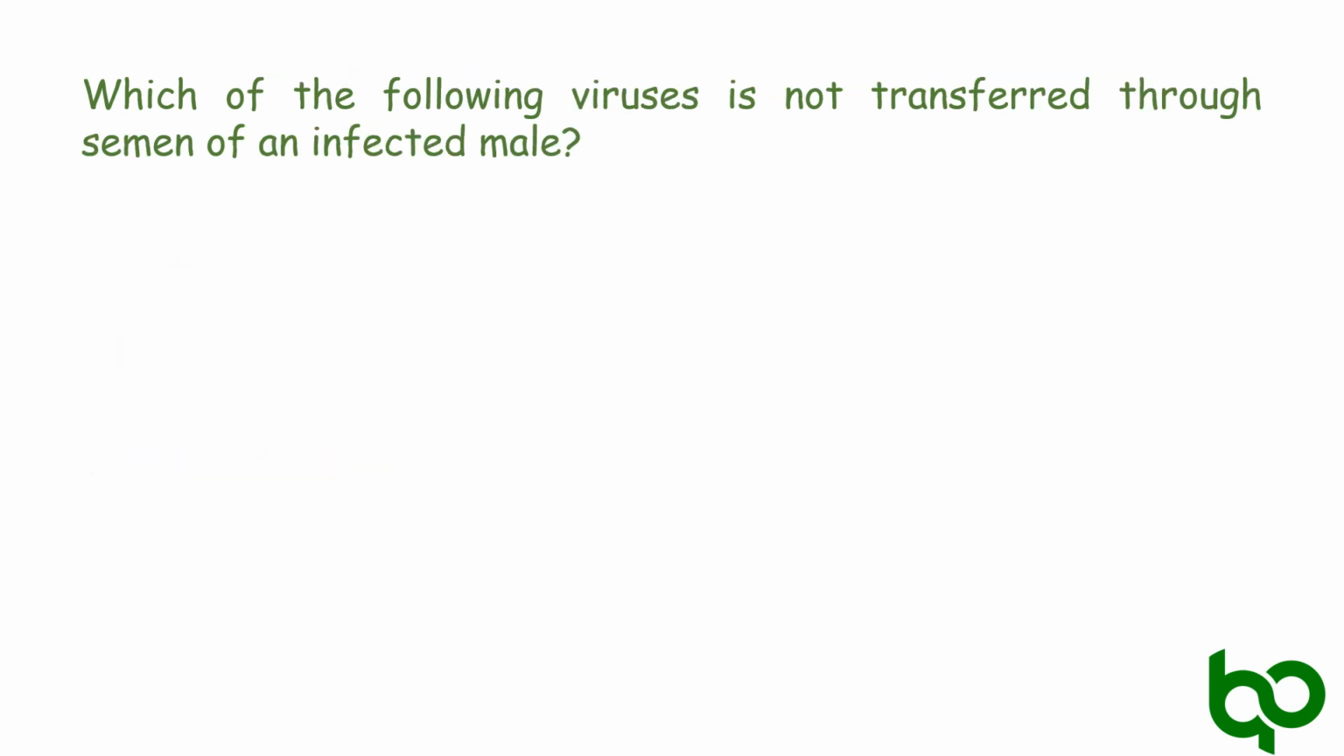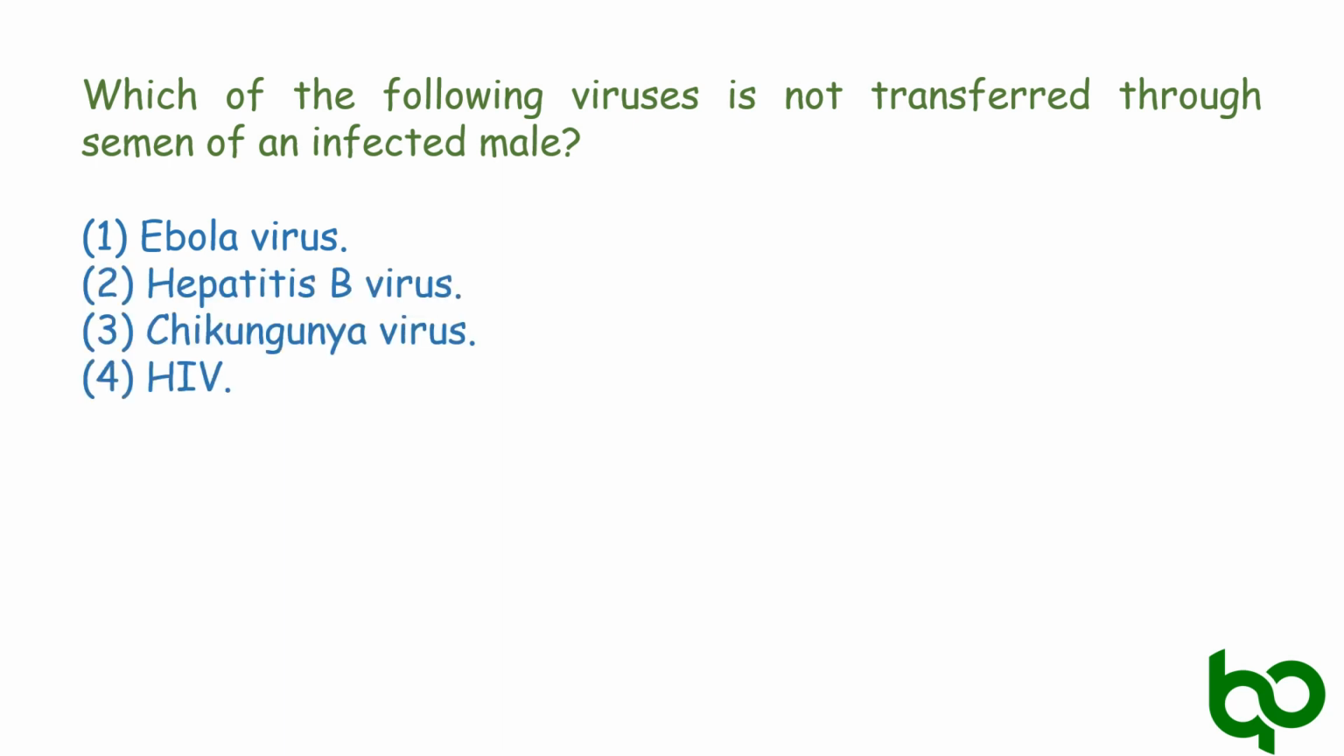Next question, which of the following viruses is not transferred through semen of an infected male? The options are Ebola virus, hepatitis B virus, chikungunya virus and HIV. The correct answer will be option 3, chikungunya virus, because Ebola virus has been detected in blood and many body fluids. Body fluids include saliva, mucus, vomit, feces, sweat, tears, breast milk, urine, semen and vaginal fluids.